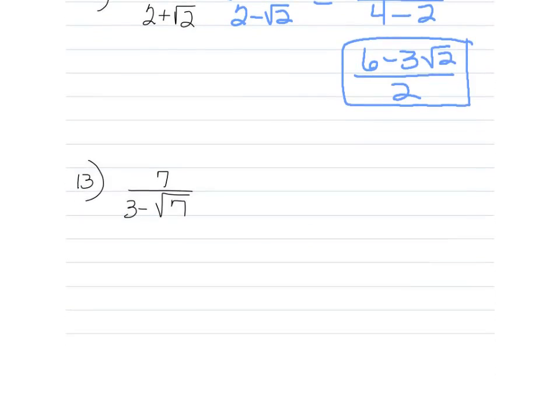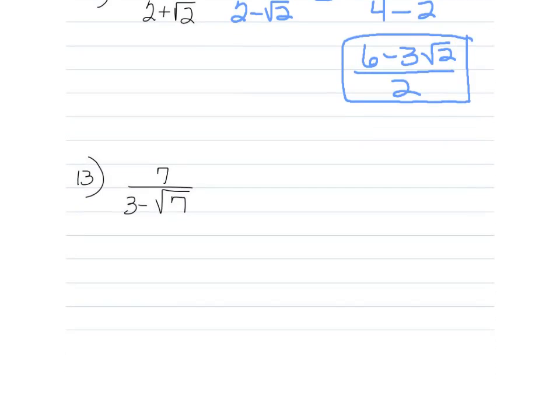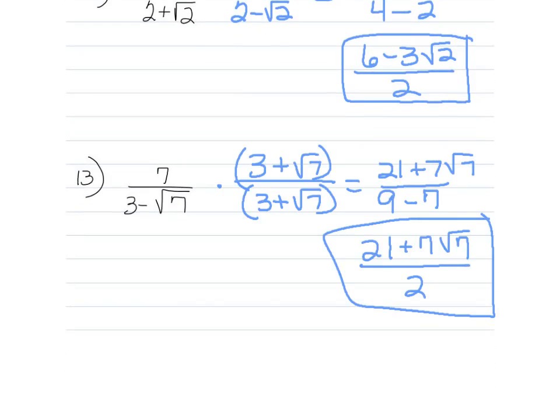Okay, try 13 on your own. Pause the video, come on back, and check your answer. 21 plus 7 radical 7 over 2 would be your answer.